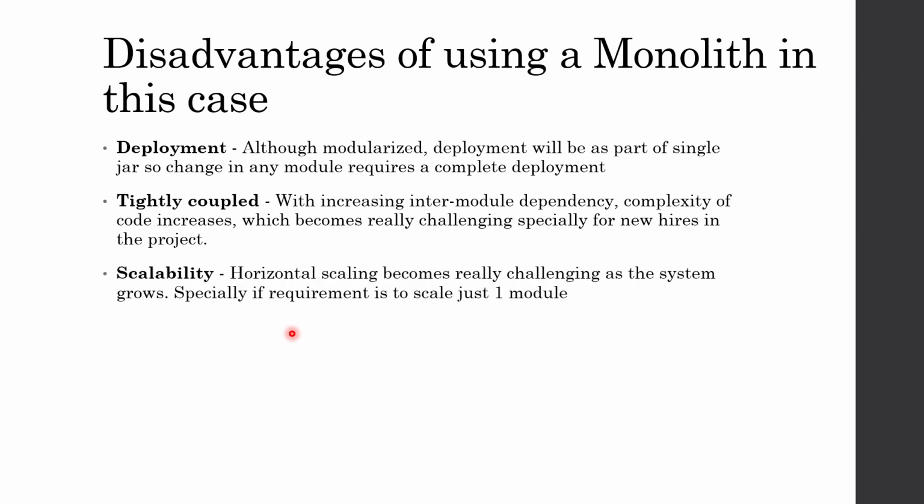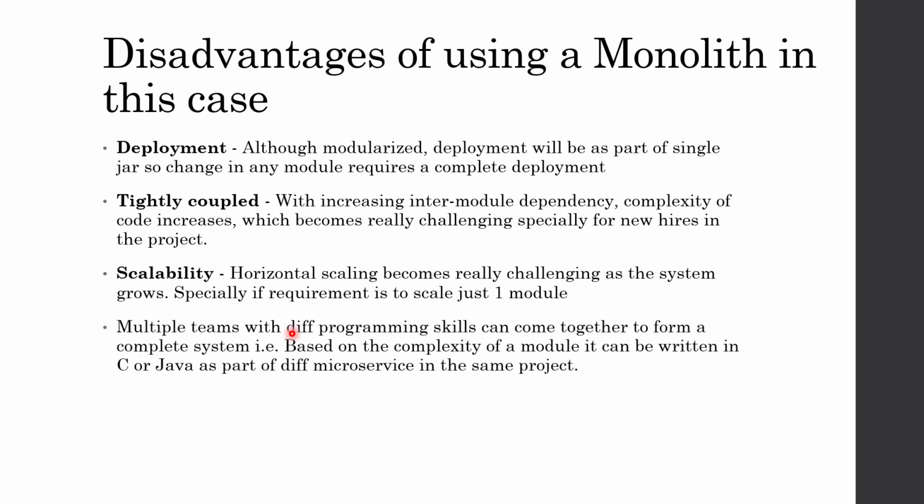Scalability, like I explained just now, is a drawback of monolith, not because you cannot horizontally scale, but because you cannot horizontally scale individual components. And last but not the least, multiple teams will have different programming skills. They can come together, and that is more of an advantage of microservice rather than a disadvantage of a monolith. Now, what are the disadvantages of the microservices?